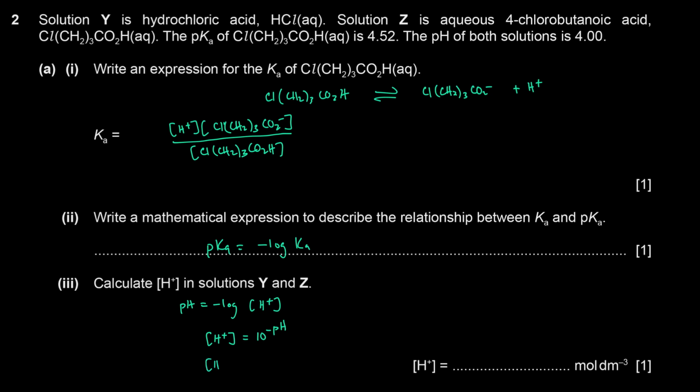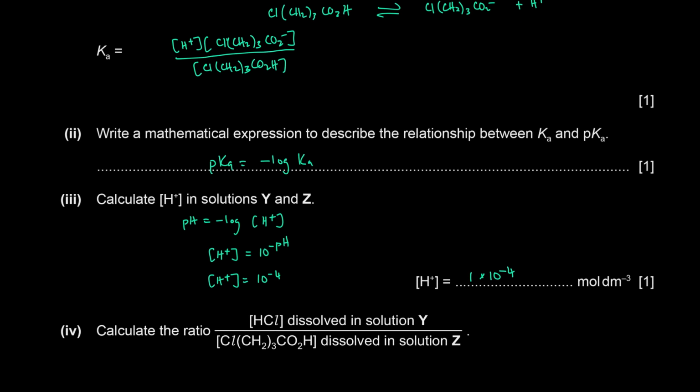Okay, so the concentration of H plus over here is simply 10 to the power of negative 4. So we can just say 10 to the power of negative 4, or 1 times 10 to the power of negative 4 moles per dm cube. That's the concentration of H plus.